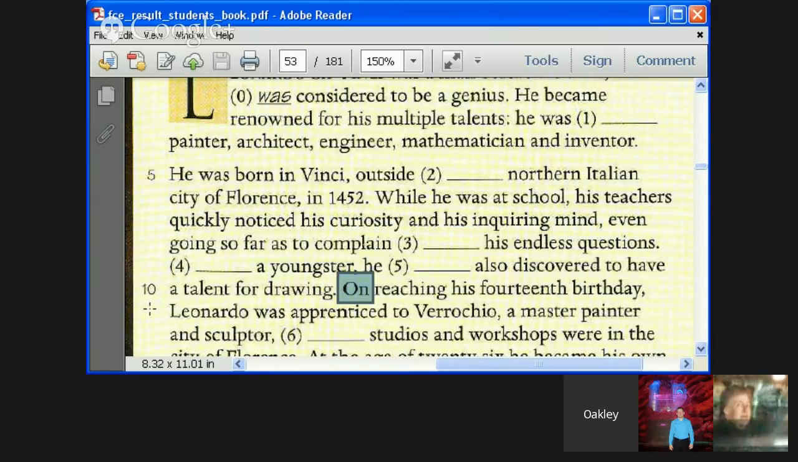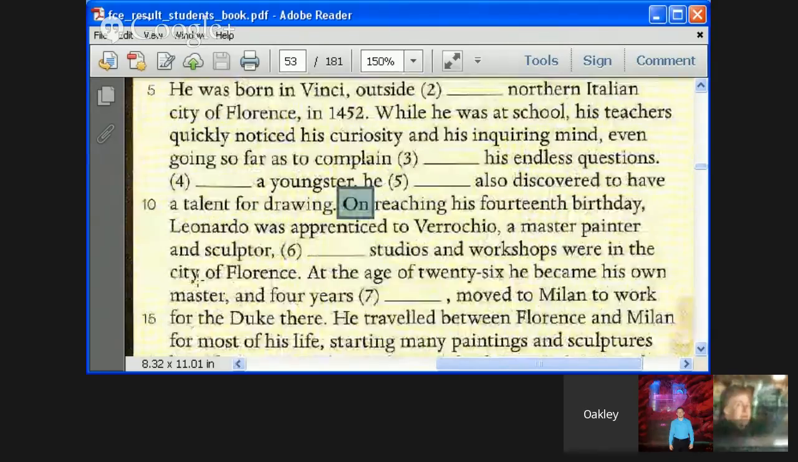Okay, on reaching his 14th birthday, Leonardo was apprenticed to Verrocchio, a master painter and sculptor, whose studios and workshops were in the city of Florence. The studio, the studios. Well, why would you say the studios? They've never been mentioned before.